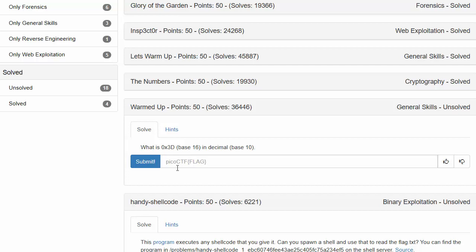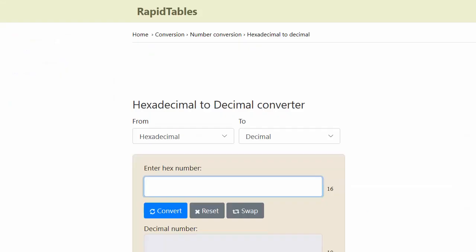And to do that, we're going to stick with rapid tables. If you Google convert hexadecimal to decimal, you will find different online converters. It really doesn't matter which one you use. I just happen to like rapid tables. And we're going to enter 3D here. 3D. And convert it. And we get 61 here as a decimal number.